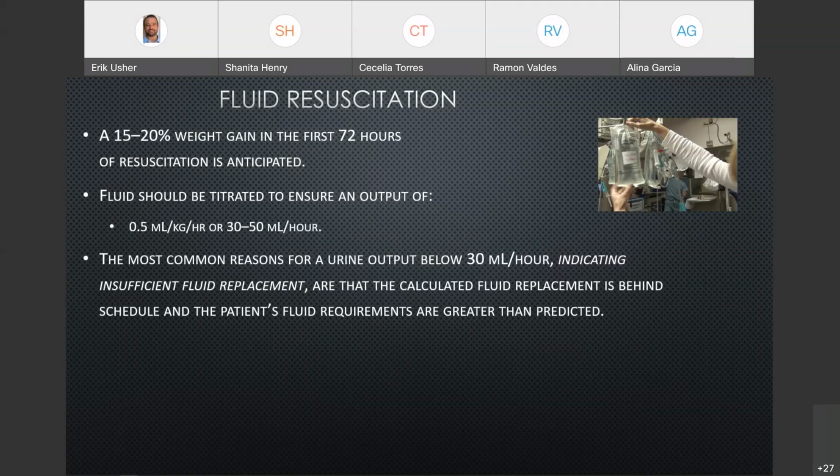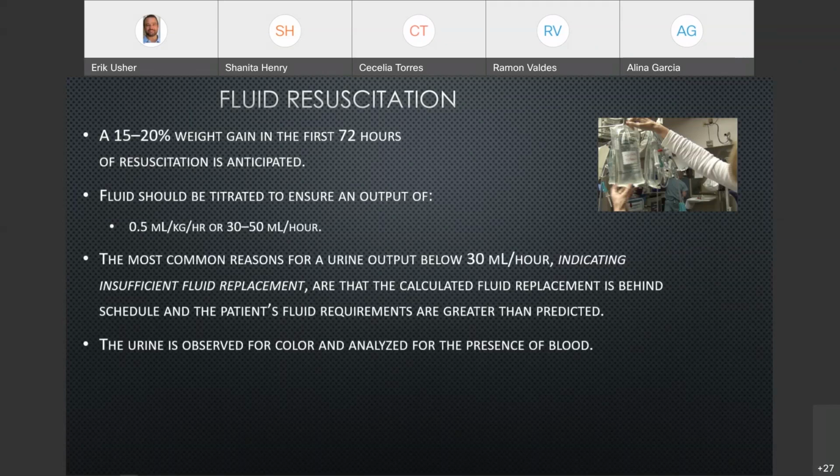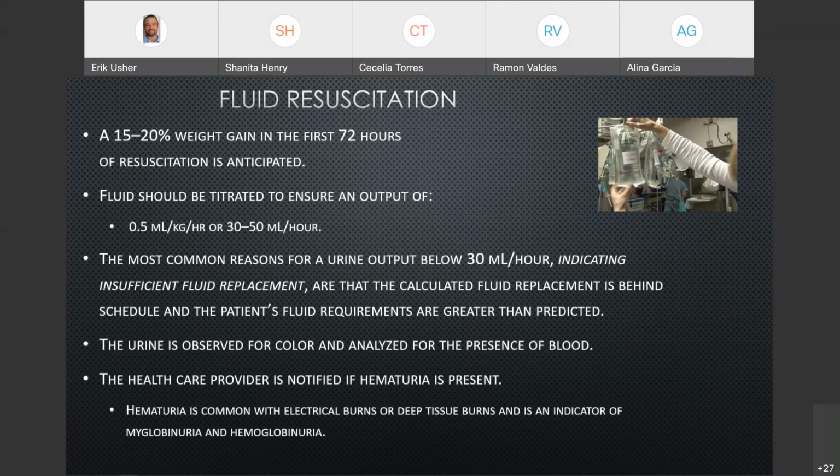We're under resuscitating. Or we calculated the fluid requirements, but we didn't take into account the time of the injury. So we're giving that first half of fluid over 8 hours from the time we saw them versus from when that injury happened. We look at the urine for color and presence of blood. And if we have blood, we notify the clinician immediately, that care provider, because hematuria is common with electrical burns, or deep tissue burns.